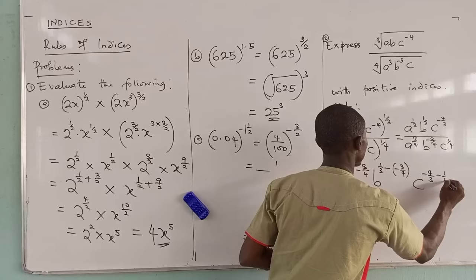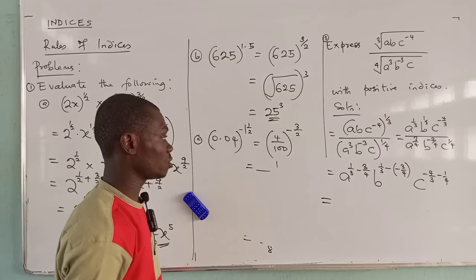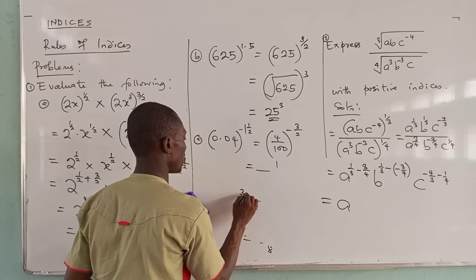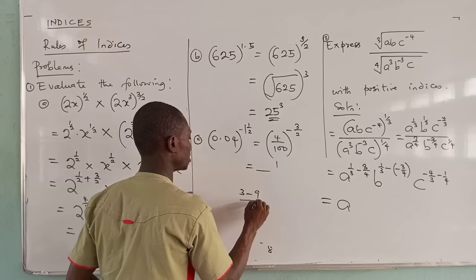And so we will try to simplify this. And to do that, 1 over 3, here you will have the LCM to be 12. And if the LCM is 12, you will get 4 into 12 is 3. That's minus 9. And that's going to give you minus 6 over 12.